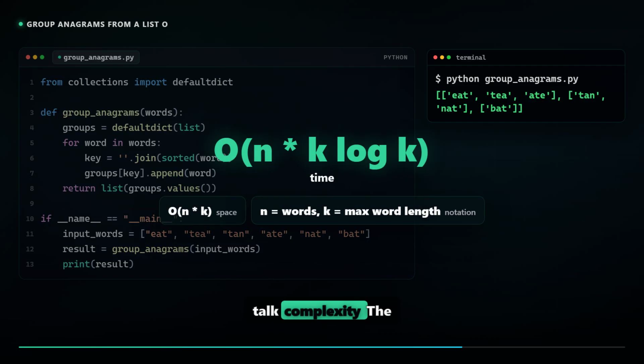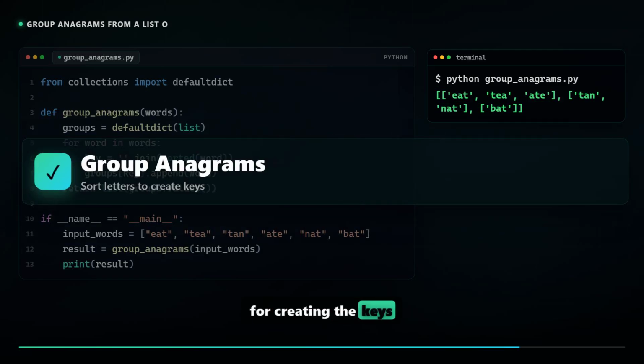Let's talk complexity. The time complexity is O(n * k log k), where n is the number of words and k is the maximum length of a word. This comes from sorting each word's letters, which is the most expensive operation. The space complexity is O(n * k), to store all the words in the groups. This is optimal for this approach. We can't do better than O(n) space because we need to store all the words, and the sorting step is unavoidable for creating the keys.